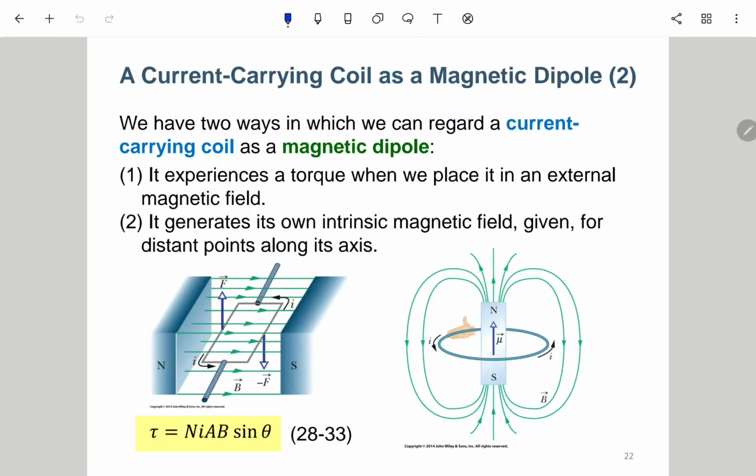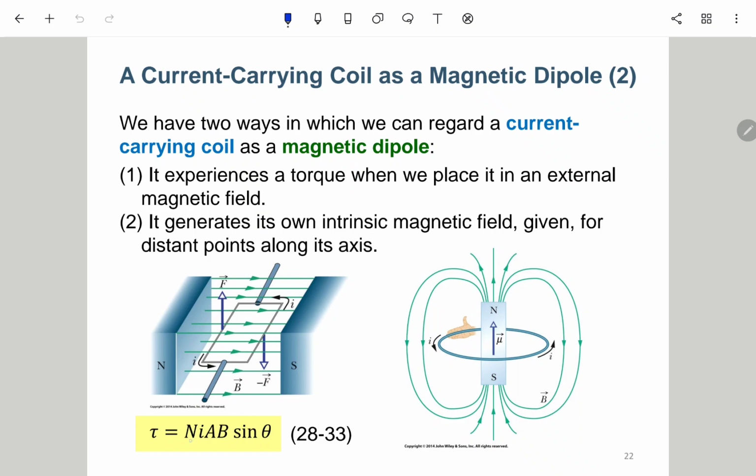Okay, so here it also mentioned that we have two ways in which we can regard a current coil as a magnetic dipole. So the first point is it experiences a torque when we place it in an external magnetic field. Okay, so it means that if we put this current coil in a uniform B field, it will rotate. So this rotation is due to this torque.